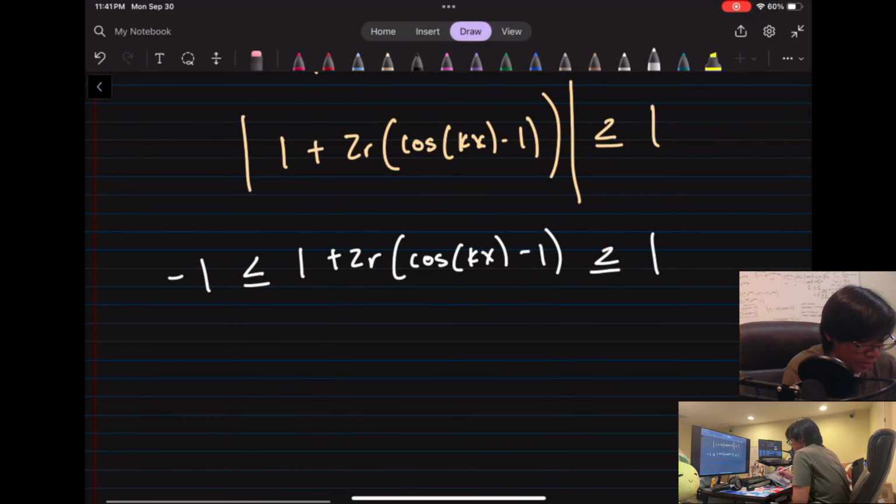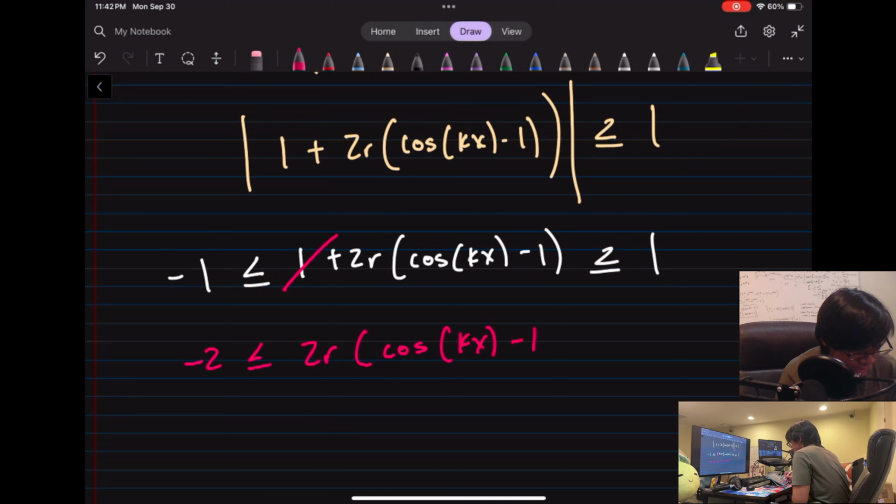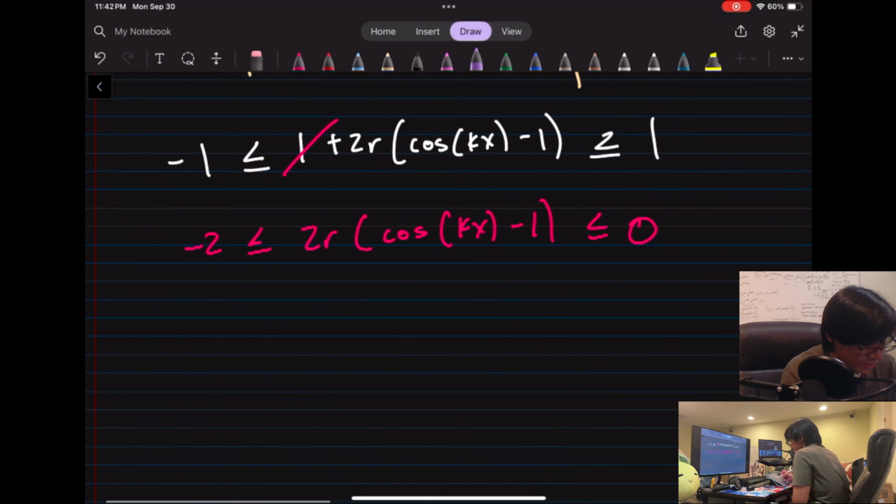1, and then we subtract our 1 here. So minus 1 would be negative 2. And then again, copying down once more. Kind of see where we're going with this. Subtract 1, this is 0. And dividing by 2, we have negative 1 less than r times cosine kx minus 1.